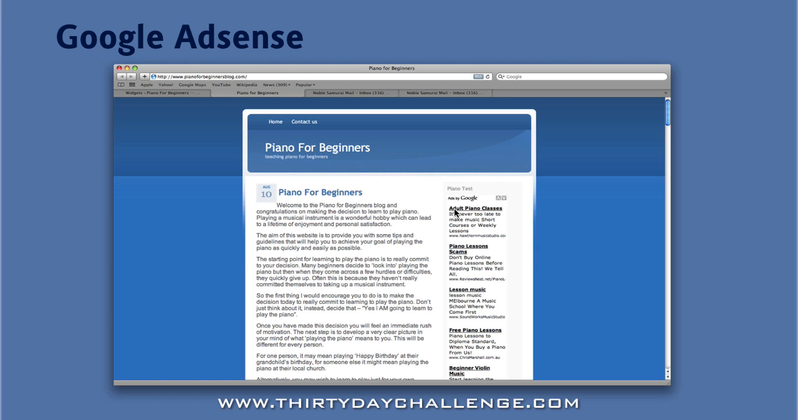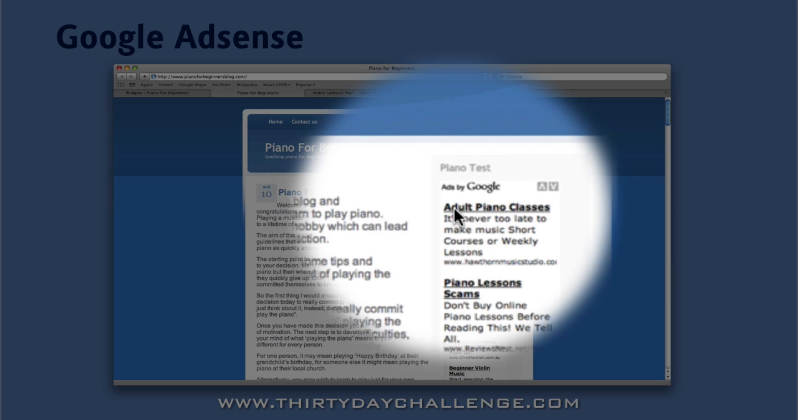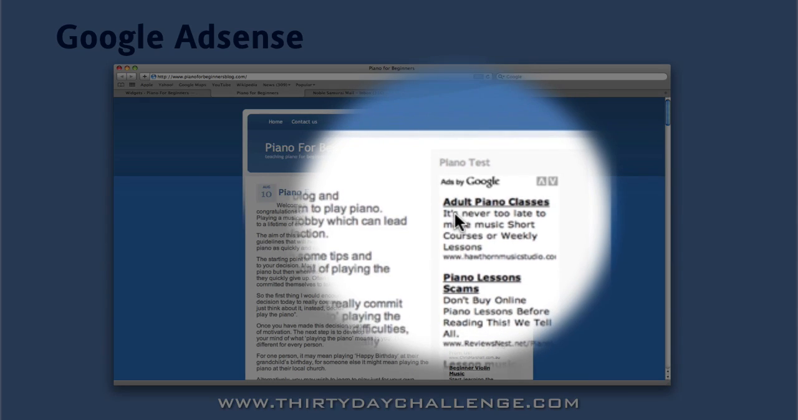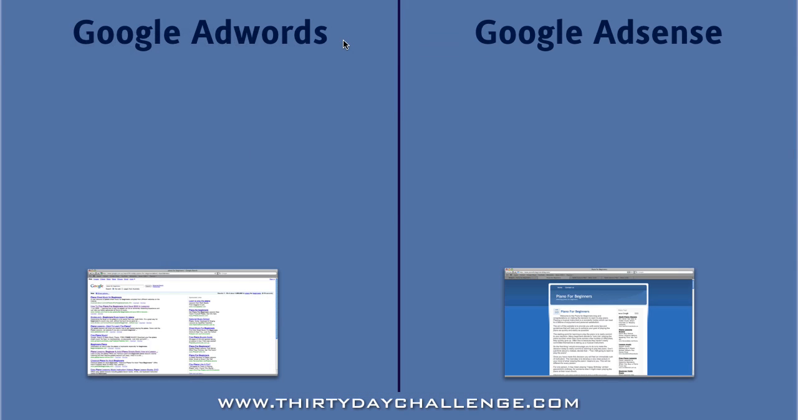The Google AdSense program allows you to place other people's ads on your website. And whenever a visitor to your site clicks one of these ads, Google will pay you a small amount of money. So let's just clarify the difference between the AdWords program that you're familiar with and the Google AdSense program, because people sometimes get them confused.